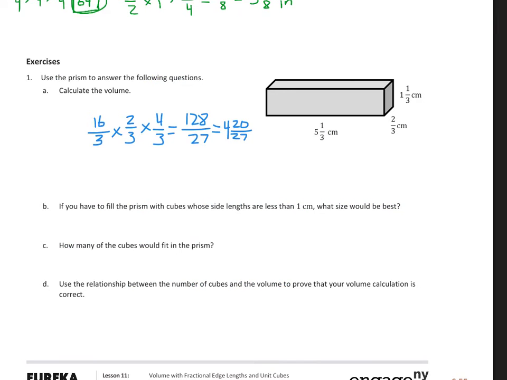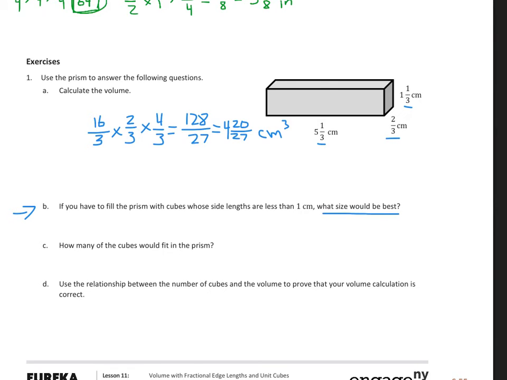So we would get a volume of 4 20/27ths centimeters cubed. Now, this question might throw you off, but it's really quite simple. You'll notice each of these are in thirds. So if they were smaller than 1, what would be the best size?